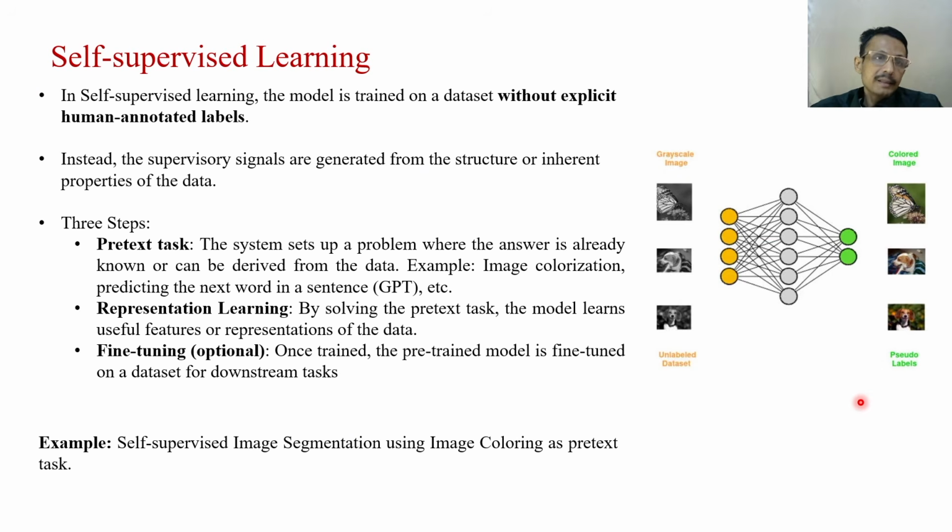As we discussed earlier, in unsupervised learning there are different variants: semi-supervised, fully unsupervised, and self-supervised. Now, in this lecture, we are going to introduce just the idea of self-supervised learning. What is the definition of self-supervised learning? The model is trained on the data set without explicit human-annotated labels. We have to understand what this means.